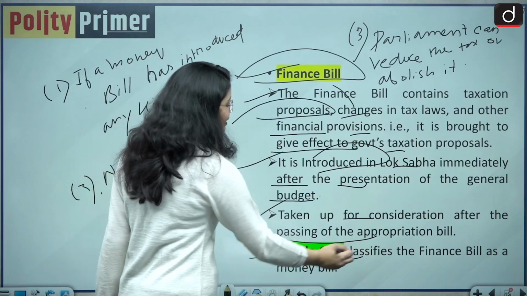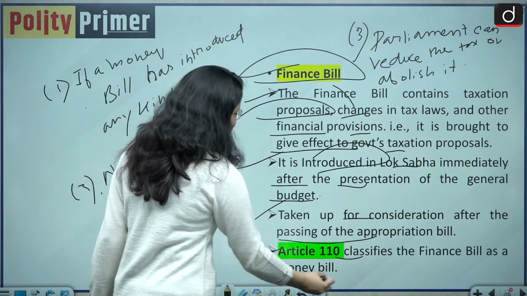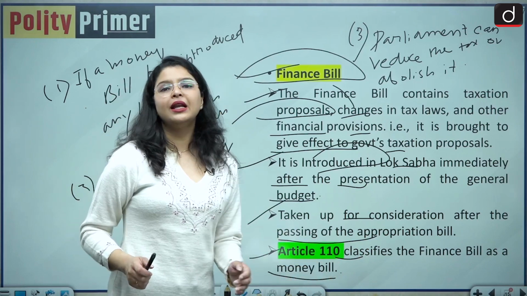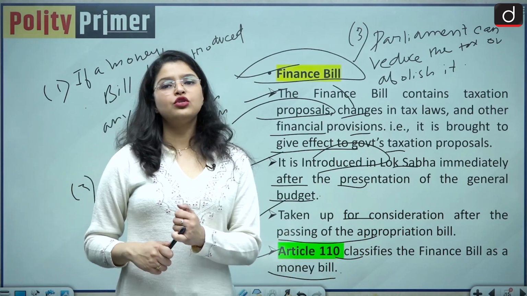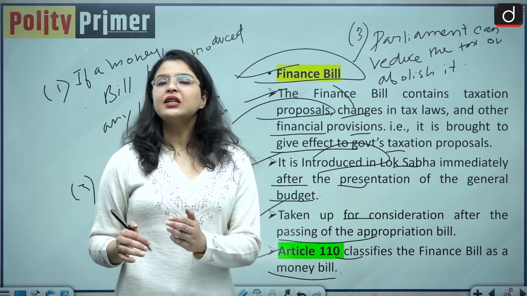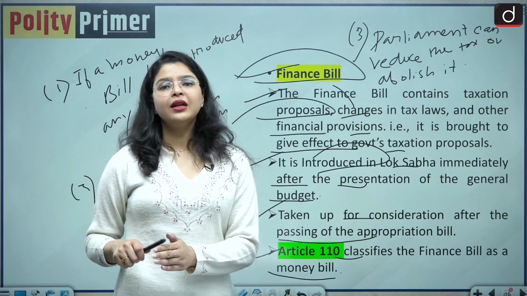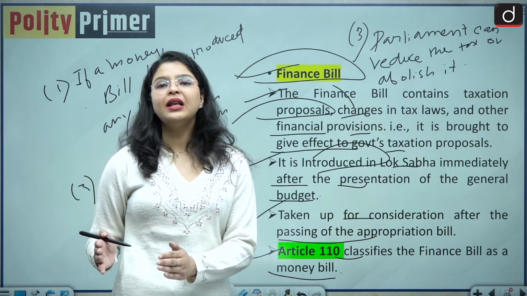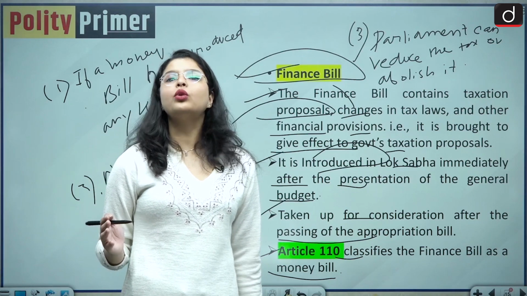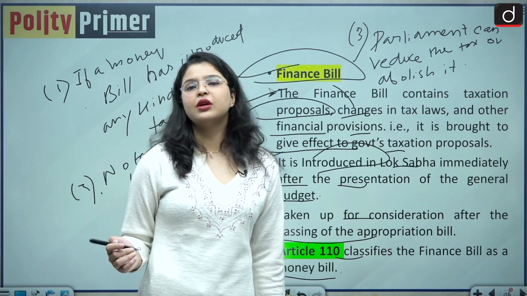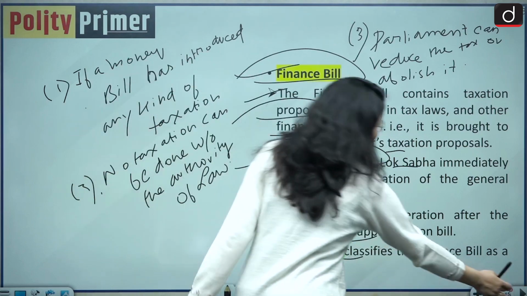And Article 110 classifies the Finance Bill as a money bill. That means they can only be introduced in the Lok Sabha because Rajya Sabha has no power over it. So Article 110 mentions the money bill, and a money bill can only be introduced in the Lok Sabha.